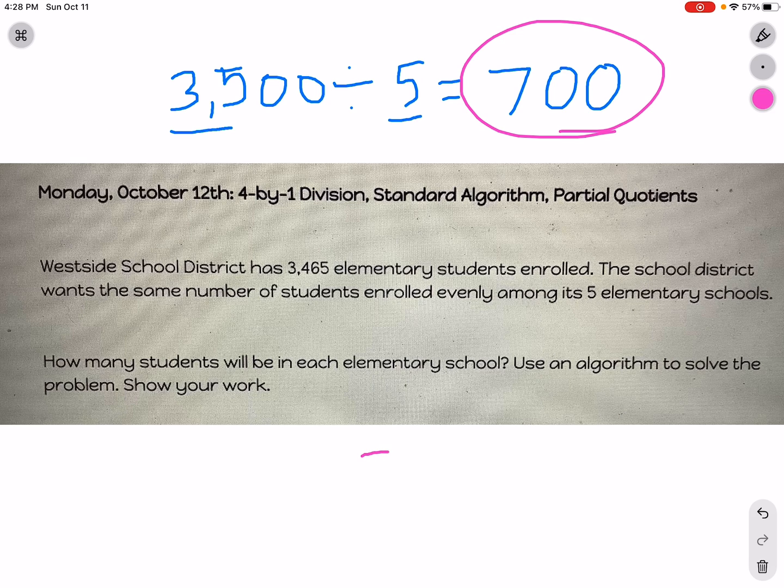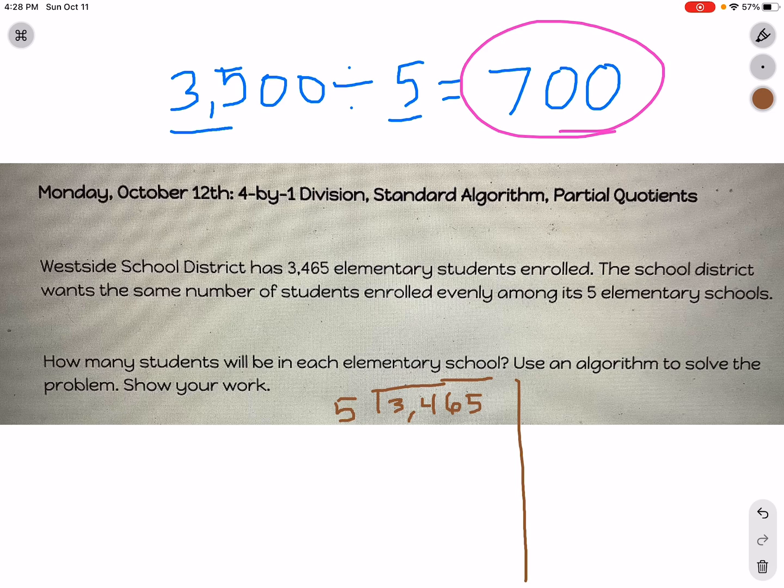5 divide, it's not very good. Let's do this in brown. All right, so we're gonna write it like this. 3,465 divided by 5. Excuse the messiness.